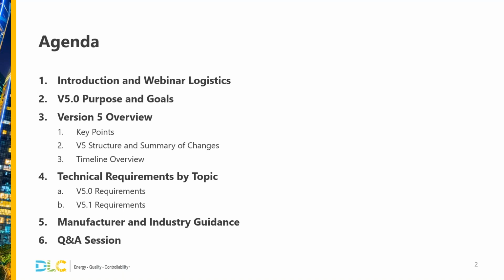The last portion of the presentation will focus on the manufacturer and industry guidance that was released along with the policy documents, and that contains implementation details, essentially meaning that we want to describe what it takes to get a product listed under version 5. And then finally, we have left some time, hopefully about 20 minutes for question and answer at the end, and we'll explain the format for that in a minute.